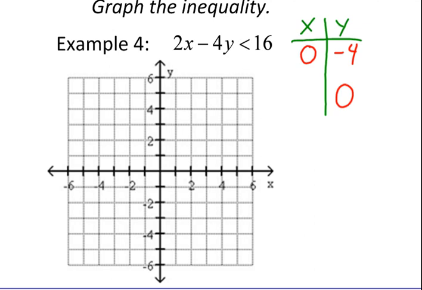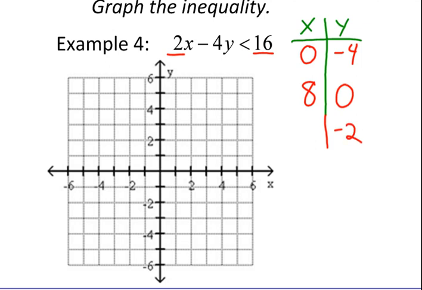when x is 0. Now, when y is 0, it means y goes away. We have 2x is less than 16, so we take the 16, divide it by 2, and we get 8. Now sometimes when you do these problems, the number won't be on the graph, so you're going to have to try a different number. So you want to make y a negative number. We're going to make y a negative 2.